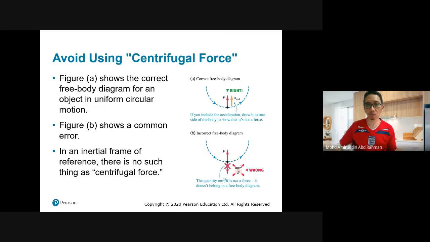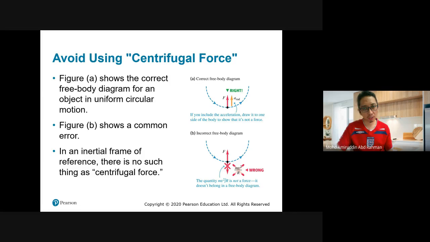All right, so we also have the centrifugal force. Let's say figure A shows the correct free body diagram for an object in uniform circular motion, and figure B shows a common error. It says that in an inertial frame of reference, there is no such thing as the centrifugal force.